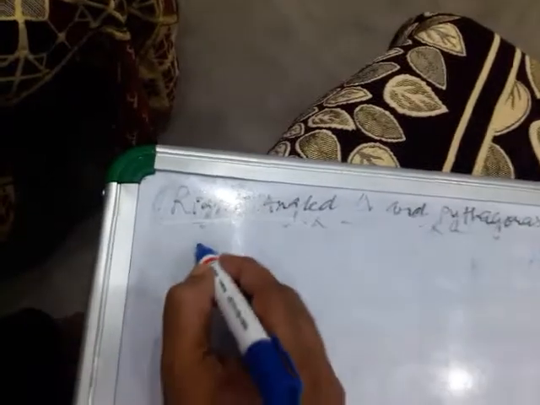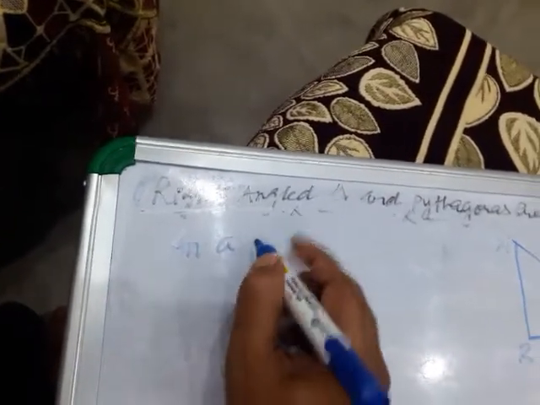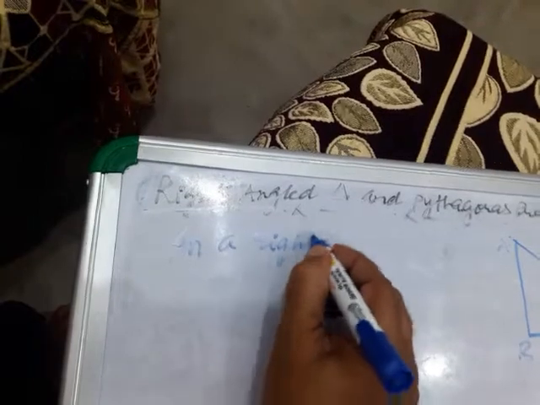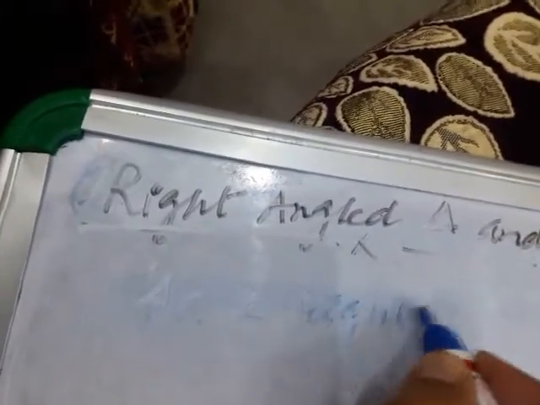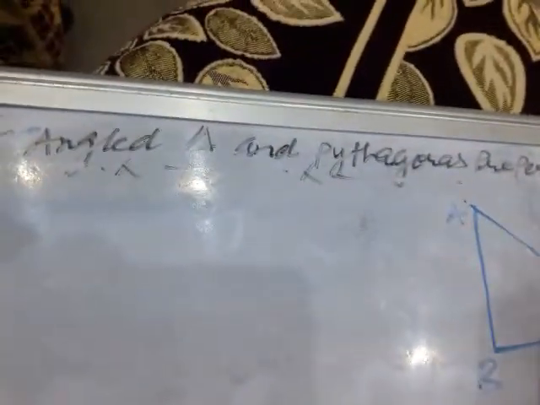So he says that in a right angled triangle, children, wait a bit. That is, in a right angled triangle, square of hypotenuse. What is this? This is hypotenuse, children. This is base and this is perpendicular.